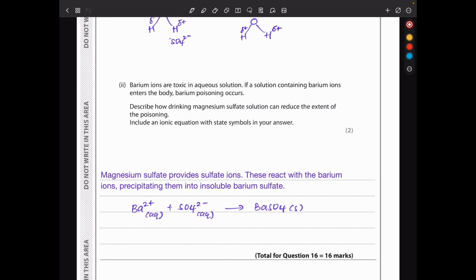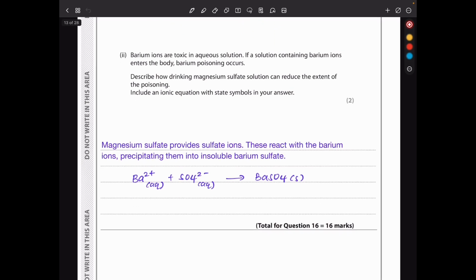Then they say barium ions are toxic in aqueous solution. If a solution containing barium ions enters the body, barium poisoning occurs. Describe how drinking magnesium sulfate solution can reduce the extent of poisoning. Magnesium sulfate is going to provide the sulfate ions, and these are going to react with the barium ions, forming barium sulfate, which is insoluble, thereby extracting it out of the solution.